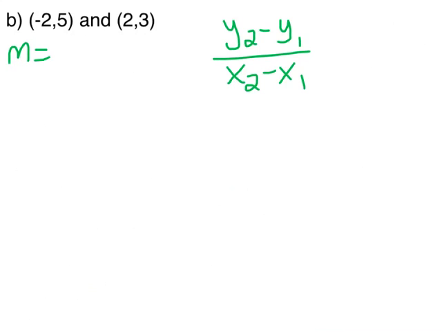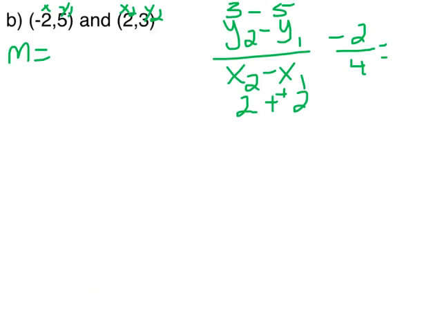Right away, I always label my points. So x1, y1, x2, y2. y2 is 3 minus y1, which is 5. x2 is 2 minus negative 2. 3 minus 5 is negative 2 over 2 plus 2 is 4. Simplifies down to negative 1/2. Now I have my slope, which is negative 1/2, and a point.